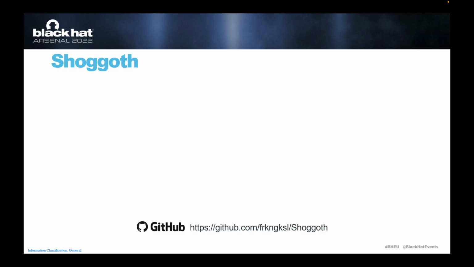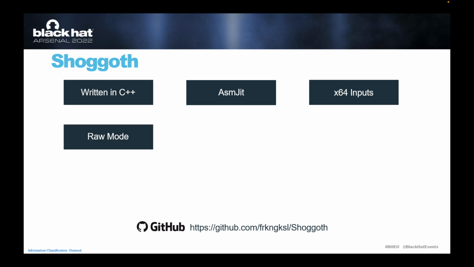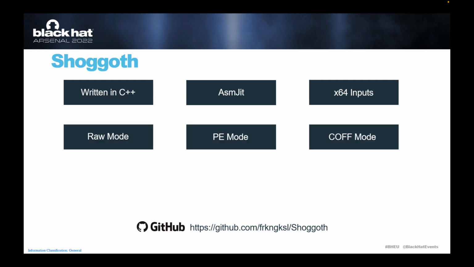So, Shoggoth is a polymorphic encryptor tool for different executable types. It's written in C++, and for any dynamic code generation needs, it uses the Asmjit library. So, we can say that polymorphic decisions are implemented with that library. It works on 64-bit binaries. The output of the tool is the encrypted version of the input file with its decryptors. Currently, the output format is a raw shellcode file, and to execute, you should combine it with a loader or injector. There are 3 input modes right now, which are raw mode, PE mode, and COF mode.